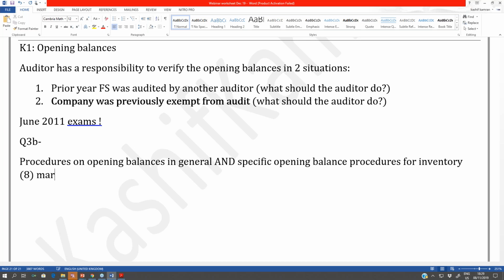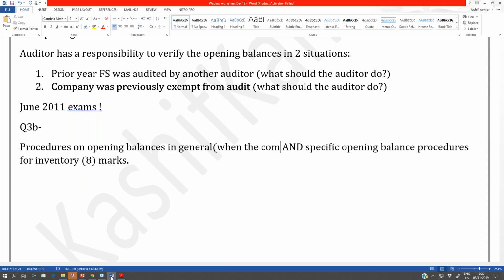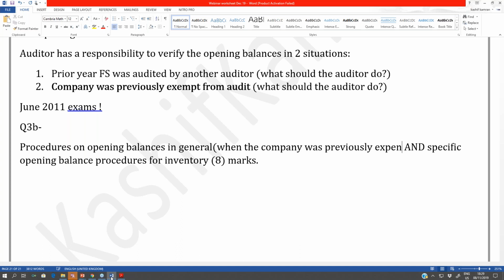We have 8 marks for this. So we should know the procedures on opening balances in journal, and that knowledge can come from the textbook. You need to read the textbook for the procedures on opening balances when the company has been previously exempt from audit.